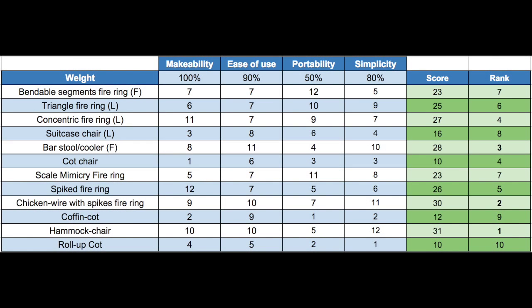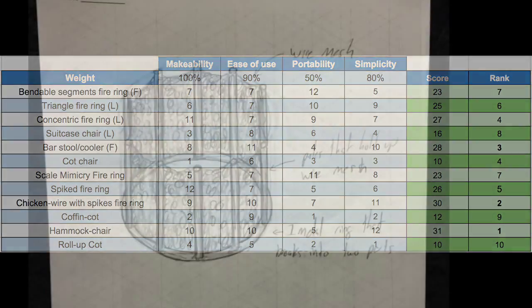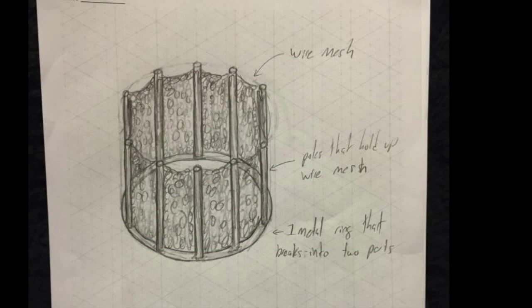These ideas, along with others, were put into our concept scoring matrix. Our winners ended up being the hammock chair, the bar stool chair, and the chicken wire ring. The concept that came in third place was a fire ring made out of chicken wire. It's designed to be collapsible and portable.